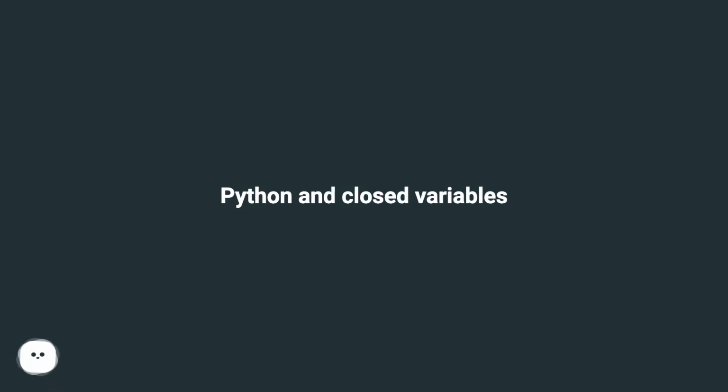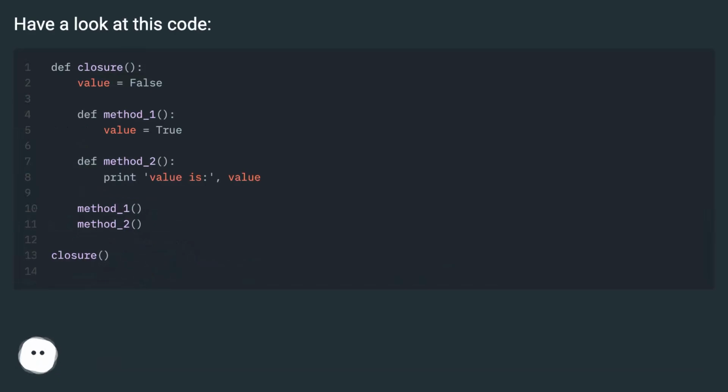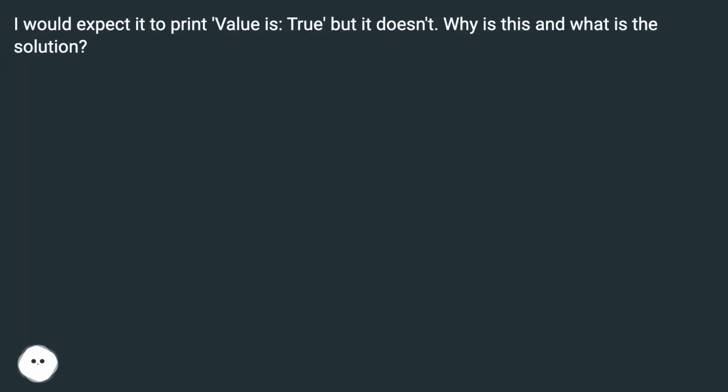Python and closed variables. Have a look at this code. I would expect it to print value is true, but it doesn't. Why is this, and what is the solution?